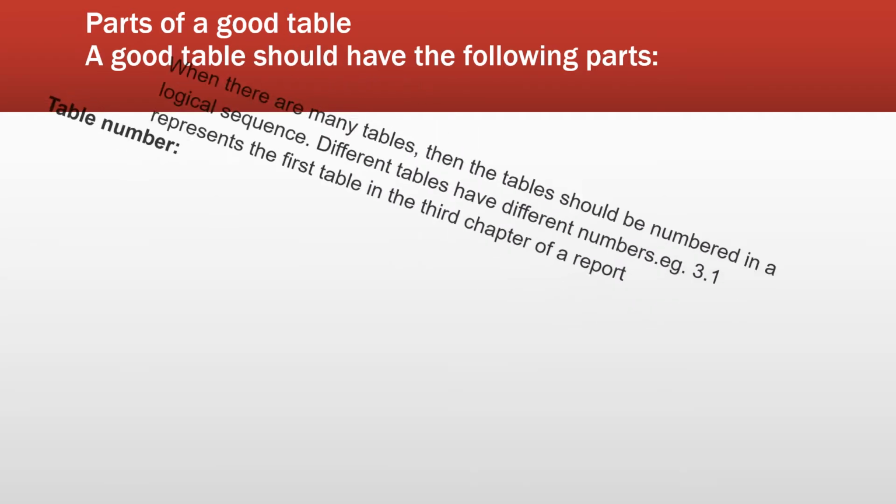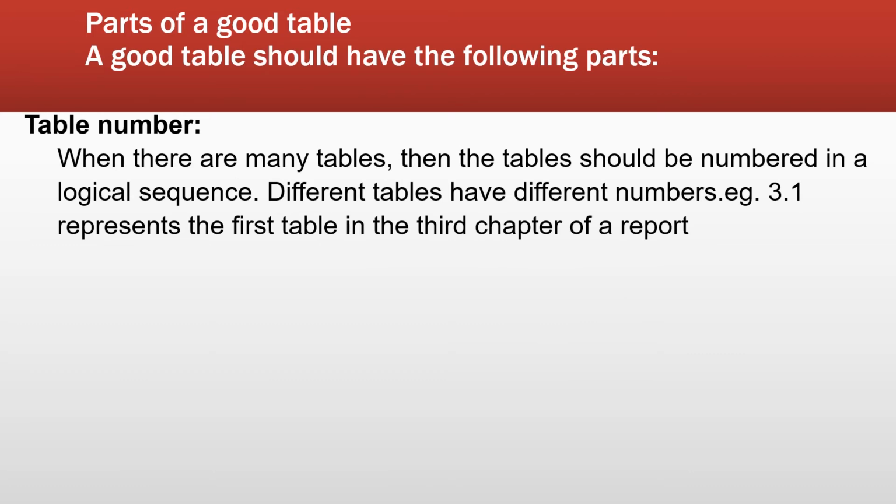And so you need to look at what are the essentials of a good table. Well, the first element of a good table is it has to be numbered. So the first part of the table is the table number. When there are many tables, then the tables should be numbered in a logical sequence. For example, different tables will have different numbers. Example, table number 3.1 represents the first table in the third chapter of a report. Table number 4.5 will indicate the fifth table in the fourth chapter of a book.